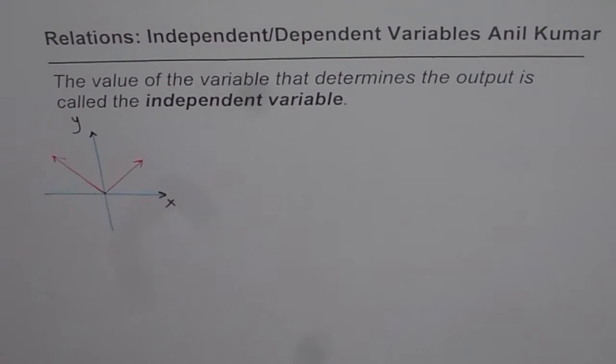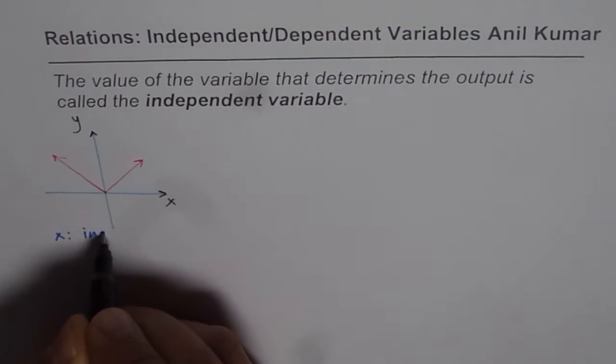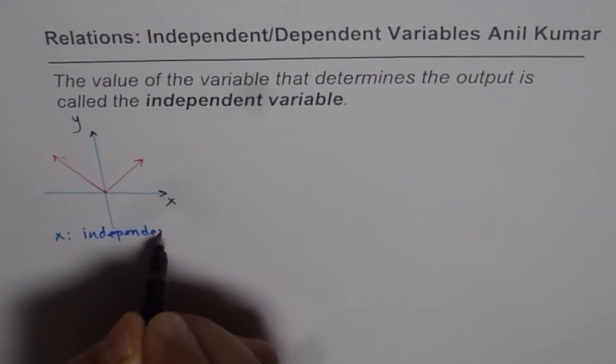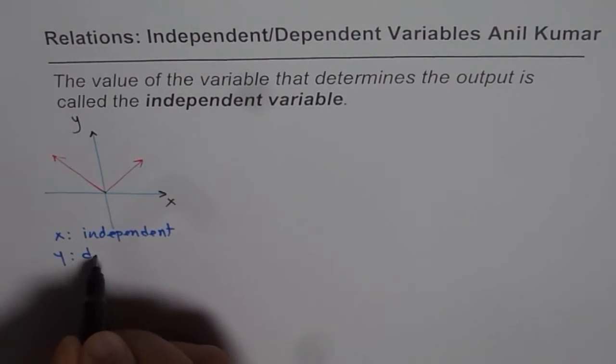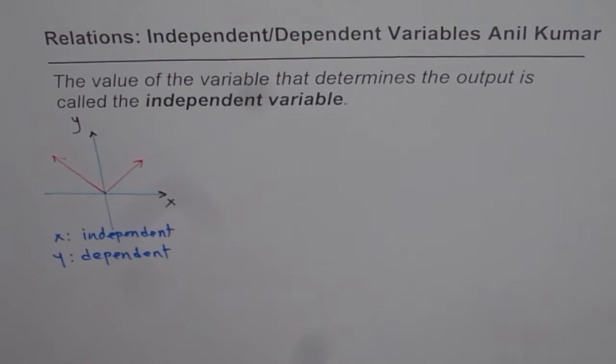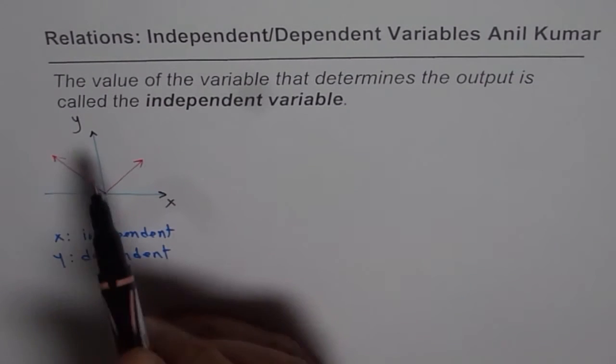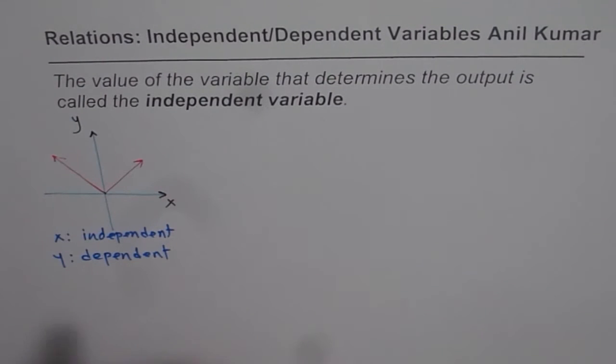In any graph, x represents the independent variable and y represents the dependent variable. So in this case, x is independent and y is dependent. So in general, for any graph, the horizontal number line represents the independent variable and the values along the vertical number line, the y-axis, represent the dependent variable.